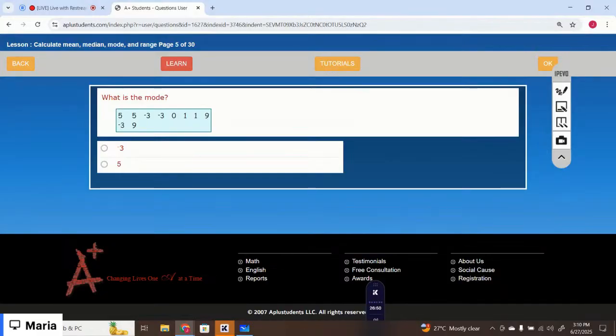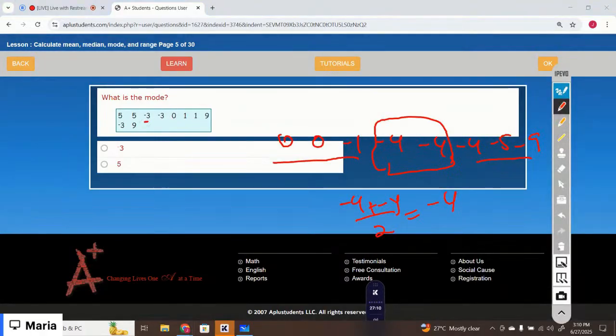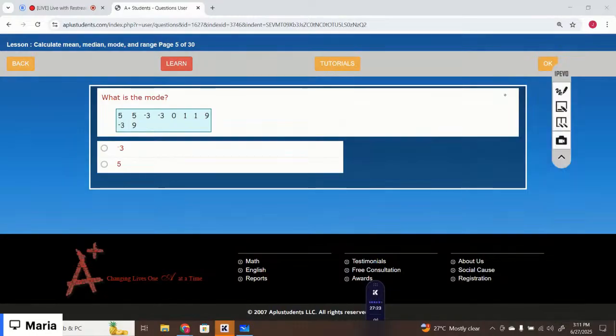What is the mode? The mode is the number that appears the most in the given data. The number that appears the most is -3. -3 appears 3 times. So the mode is -3. Option 4 is correct.